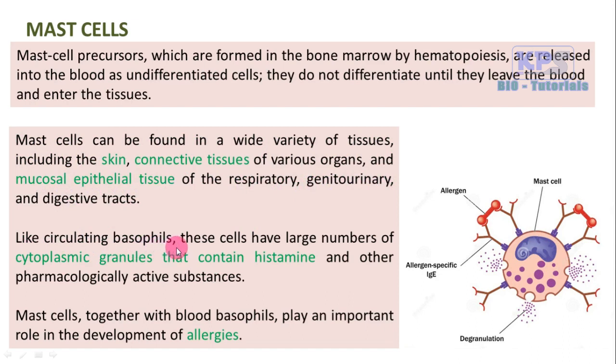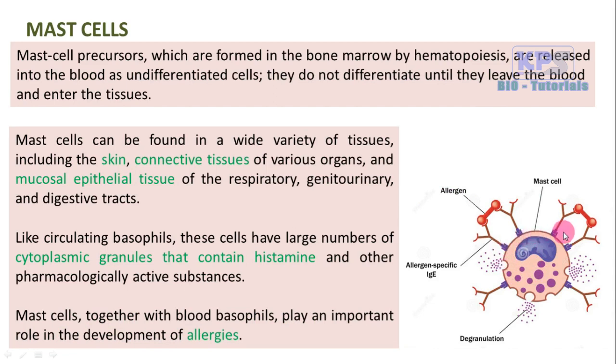Like circulating basophils, these cells have a large number of cytoplasmic granules and contain histamine and other pharmacologically active substances. Mast cells, together with blood basophils, play an important role in the development of allergies. So mast cells and basophils work hand in hand to develop allergic reactions.